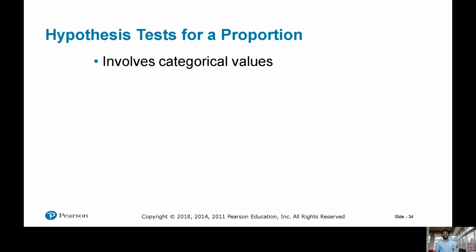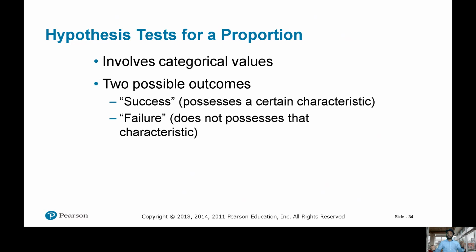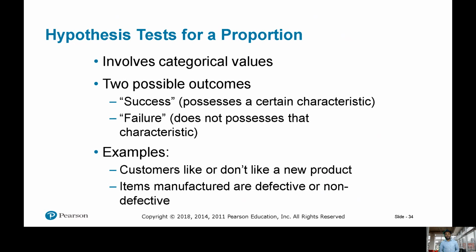Hypothesis test for a proportion involves categorical values. So here we have two possible outcomes. Success: possesses a certain characteristic. Failure: does not possess a particular characteristic. And here's an example. Customers like or don't like a new product. Items manufactured are defective or non-defective.